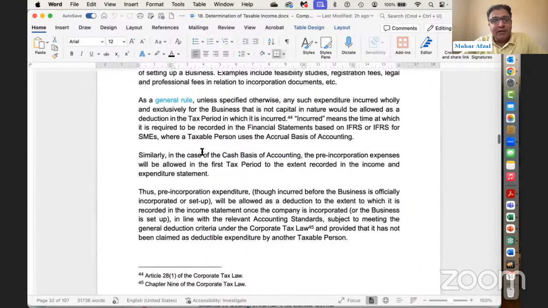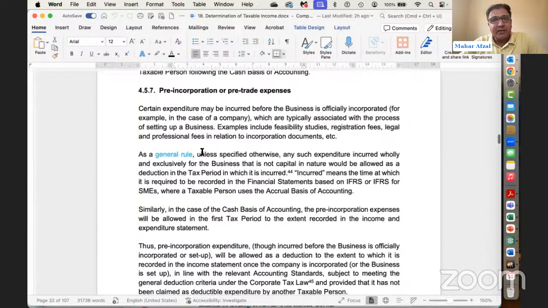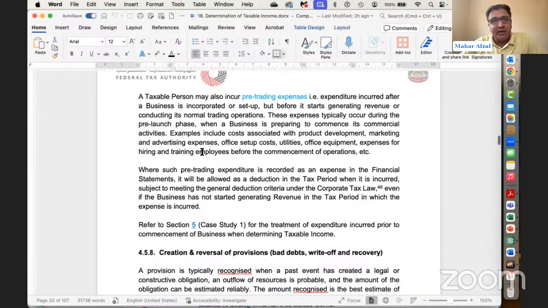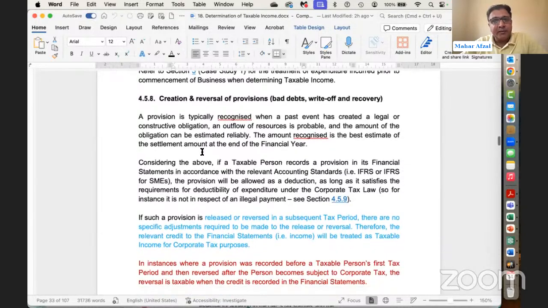Non-deductible capital expenditure, like plant and machinery. These are capital expenses you cannot claim while calculating taxable profit, but you can claim their depreciation and amortization.